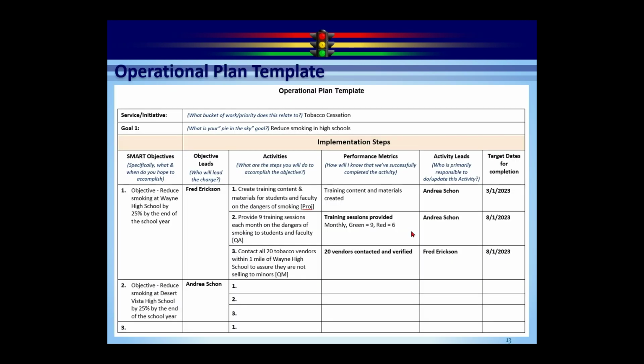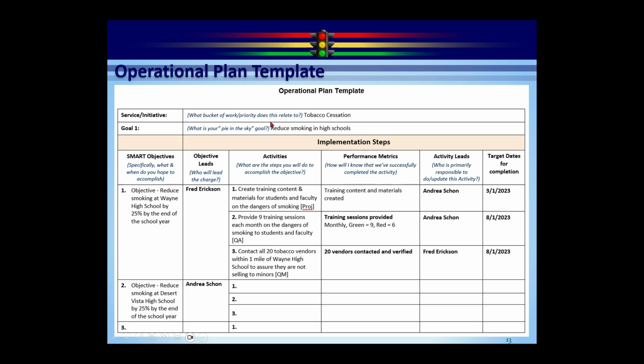Now, I mentioned we have this template, and again, I attached the blank copy of this template. It's a Word document. And the reason it was created is because some people weren't comfortable yet going into the system and entering plans, and they didn't want to mess up and do something wrong in there. So they created this Word document. And basically, it's kind of cool because it goes down the hierarchy here. So first thing is the service or initiative, and they put a definition in it. So what bucket of work or priority does this relate to?